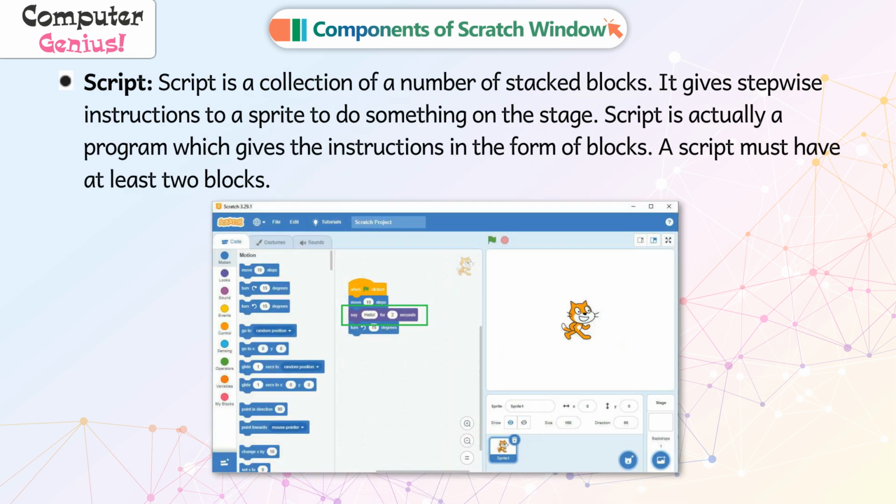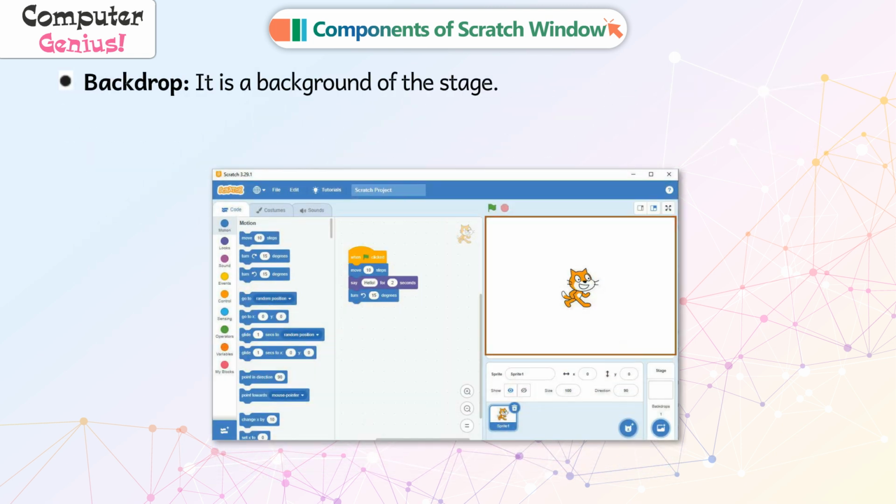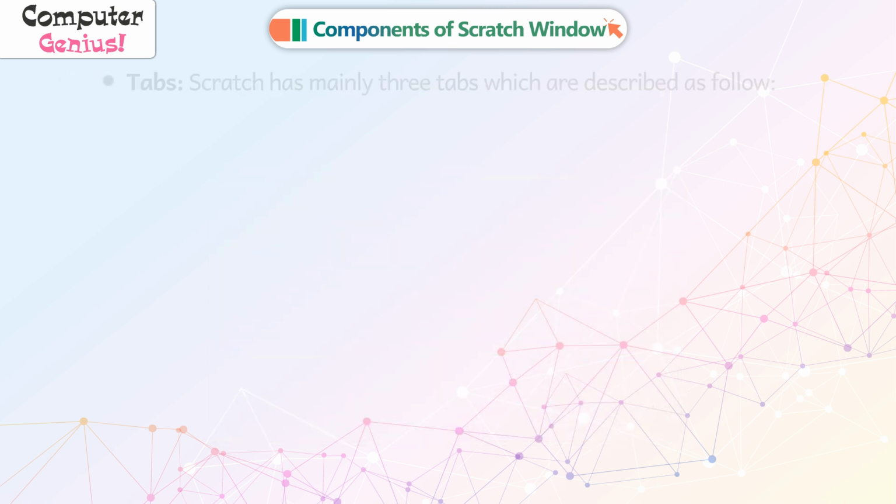Script. Script is a collection of a number of stacked blocks. It gives stepwise instructions to a sprite to do something on the stage. Script is actually a program which gives the instructions in the form of blocks. A script must have at least 2 blocks. Backdrop. It is a background of the stage.